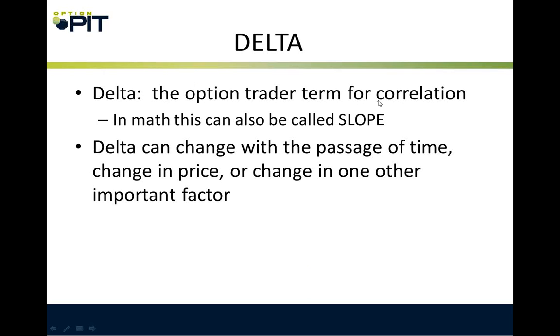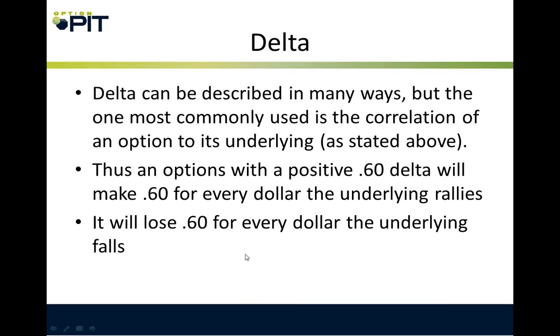All right, delta. Delta is the option trader term for correlation. I have a theory that a bunch of guys standing in a pit didn't want to say correlation back and forth, so they came up with the term delta. In math, delta can also be called slope. Delta can change with the passage of time, change in price, or one important factor that we will talk about. Delta can be described in many ways, but the one most commonly used is the correlation of an option to its underlying, as I stated. Thus, an option with a positive 0.6 delta will make 60 cents for every dollar the underlying rallies. It will lose 60 cents for every dollar the underlying falls.